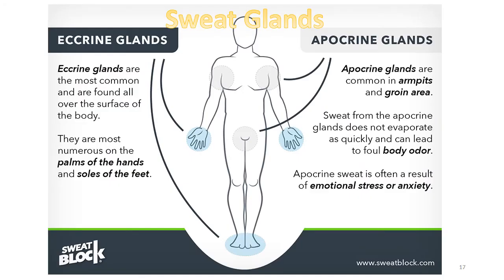Sweat glands are important effectors. Eccrine glands are the most common and are found all over the surface of the body. They are most numerous on the palms of the hands and the soles of the feet. As you can see in the diagram, they're coloured blue.